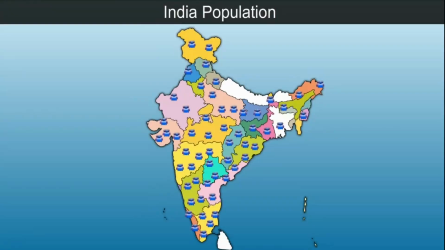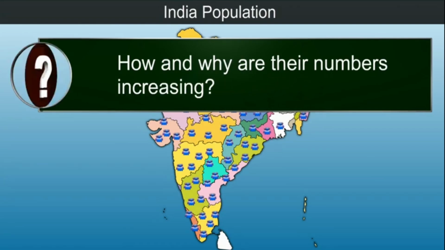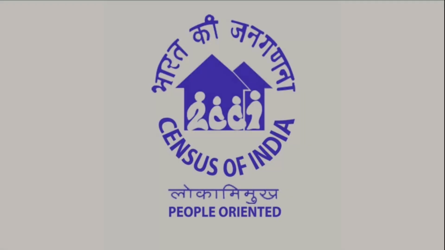How does this figure translate into our country's population? How many people are there in India? Where do they live? How and why are their numbers increasing? What are their characteristics? The Census of India provides us with information regarding the population of our country.